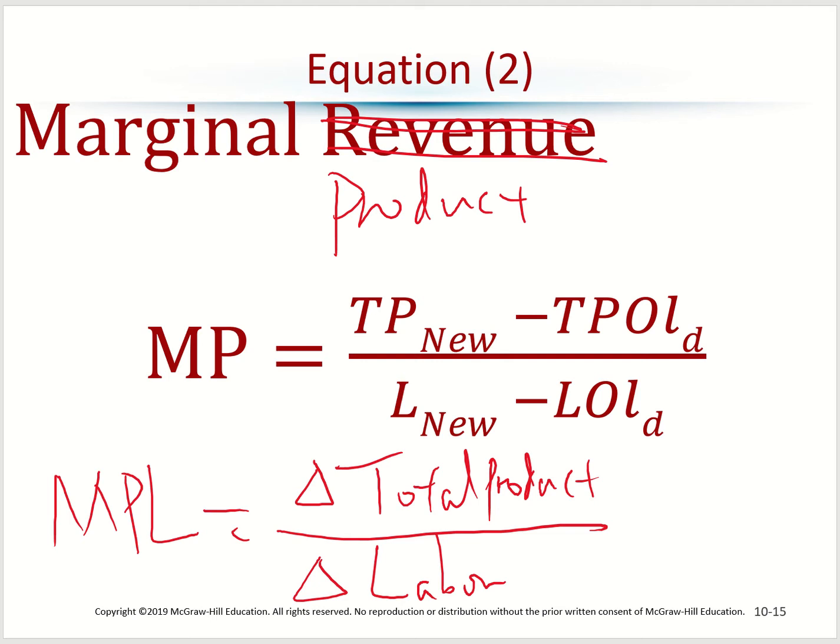So what this measures is, for one additional worker you have, how much marginal or additional production do you get from hiring one more worker? That's called the marginal product of labor. So let me repeat. This means that if you hire one more worker, how much extra production do you get from hiring one more worker?